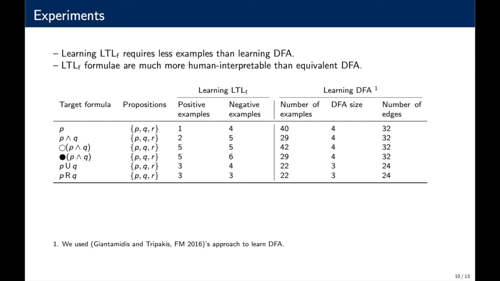Next, we did some experiments, and we have seen that learning simple LTLF formulas requires a very low number of examples, like around 10. In contrast, learning DFAs requires up to 4 times more, up to 40 examples. And on top of that, the DFAs, even though they are relatively small with 4 and 3 states, have a large number of edges, which means that they are not really human interpretable. In contrast, the formulas that we learned are very small and very easy for a human to interpret.